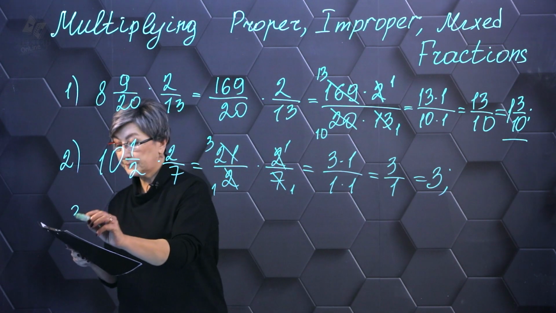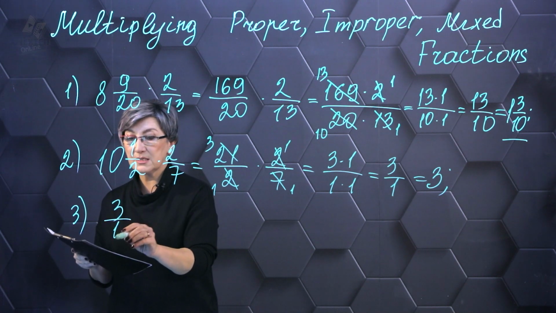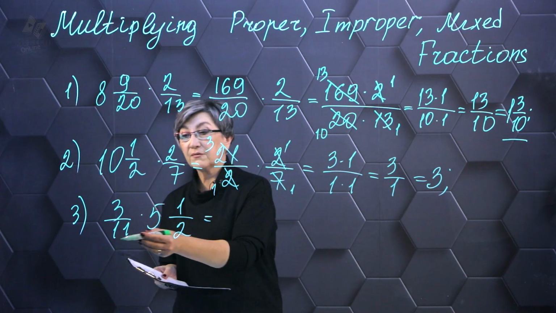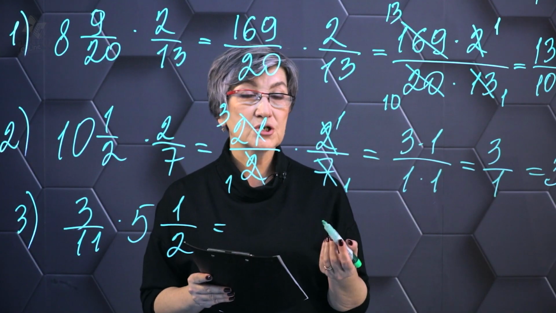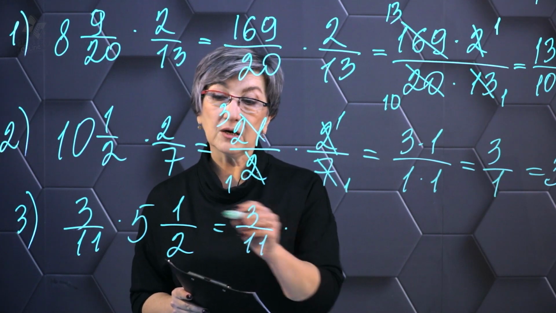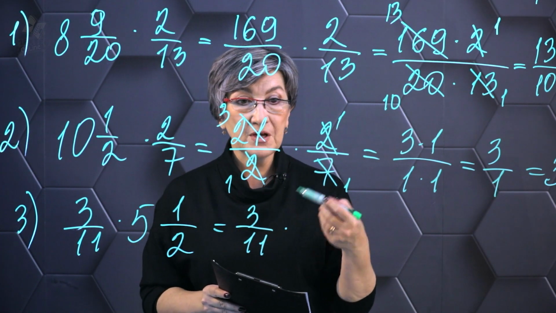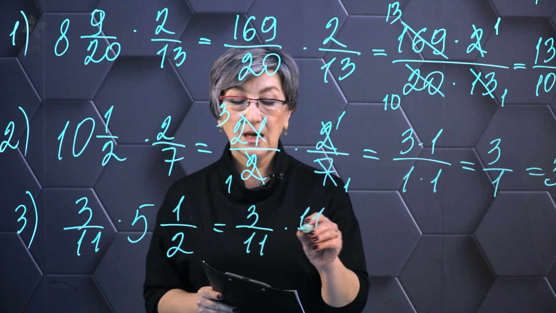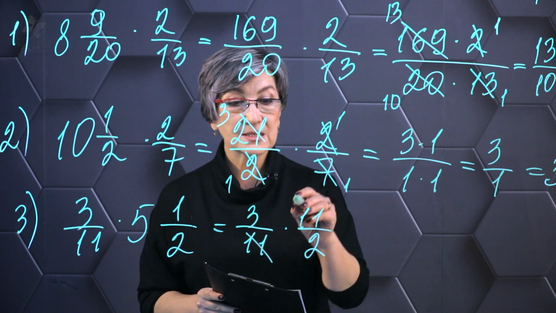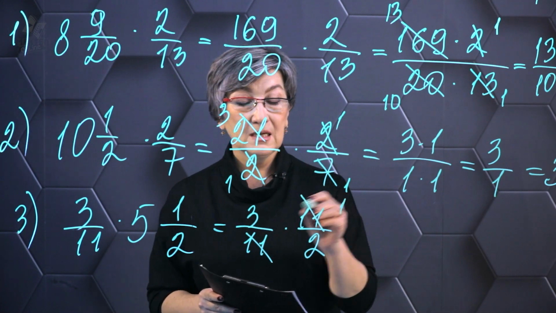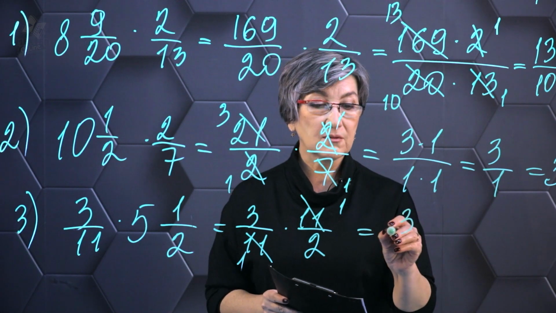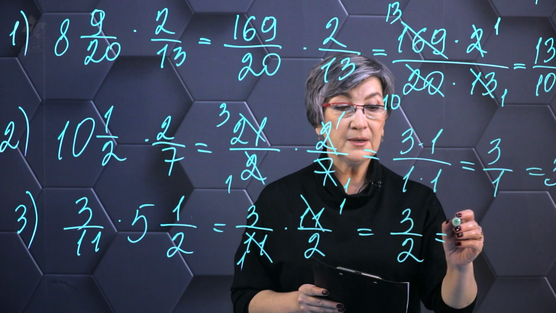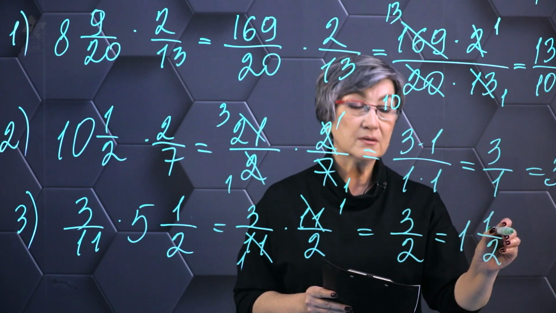The next example that we're going to solve. 3/11 times 5 whole 1/2 equals. So, the first multiplier is already a fraction. I'm not touching this fractional number. And the second number, this mixed number, I converted to an improper fraction. 5 times 2 is 10, and plus 1 is 11/2. Obviously, 11 and 11 divided by 11. And that leaves 1, so the answer is 3/2. I can convert the 3/2 into a mixed fraction. And you get 1 whole 1/2.